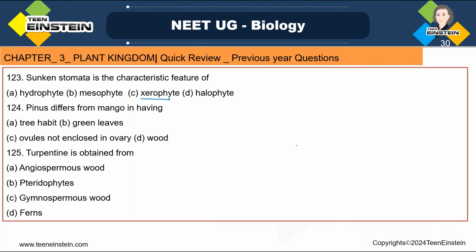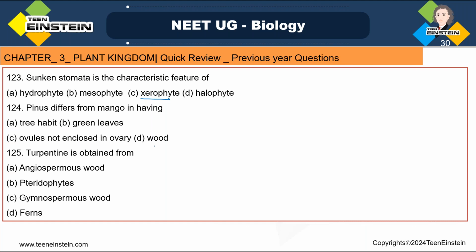Here, xerophytes have sunken stomata, and why do they have sunken stomata? That will help in reducing the loss of water from the leaf surface. If stomata are sunken, that will reduce the water loss from the leaf surface. So this type of stomata is found in xerophytes. Clear?